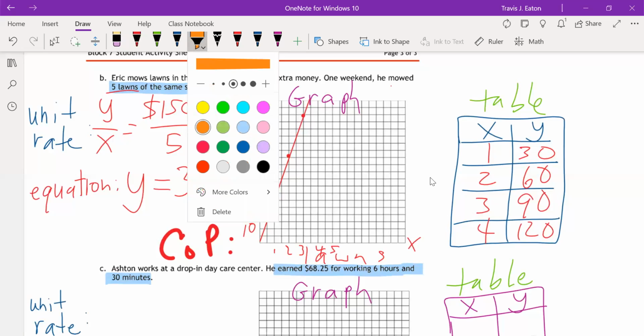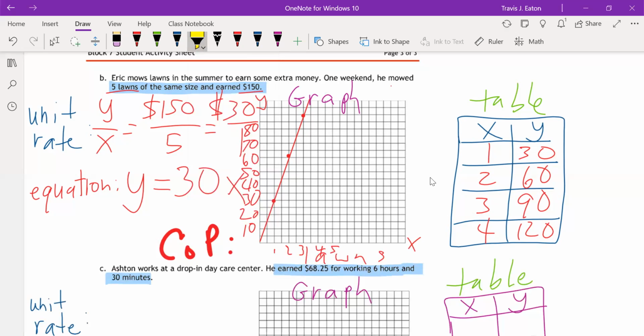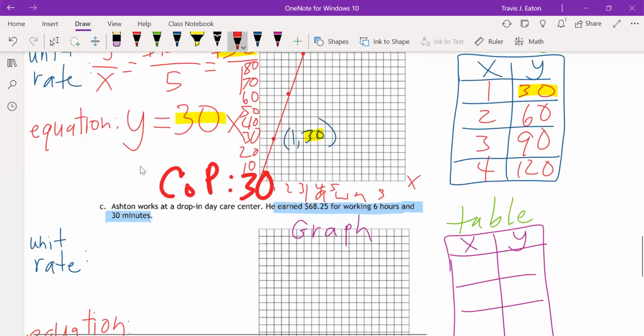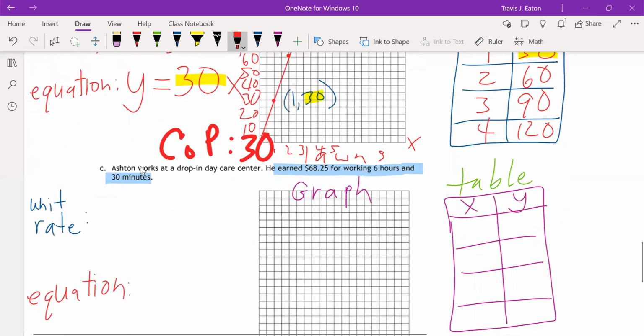And so my constant of proportionality, in this case, I'll do it in a different color. Let's see, how about yellow? Yellow's nice. My constant of proportionality is my unit rate. It's what I multiply by the x in my equation. It's when x equals 1. And on my graph, it is when x is 1, there's my constant of proportionality. The constant of proportionality is 30. See, this isn't too bad. All these different ways to find and use your constant of proportionality.